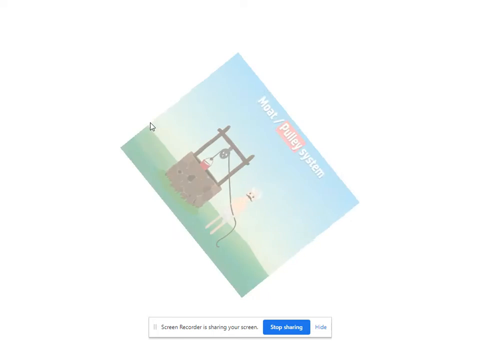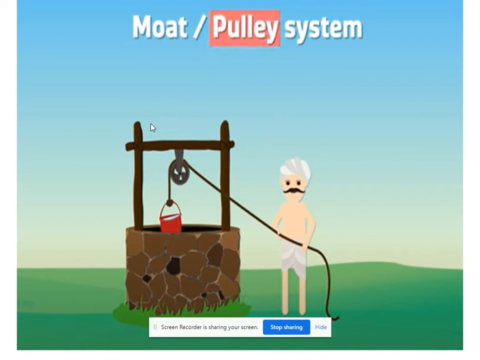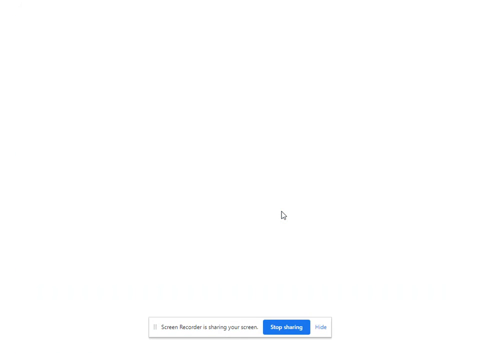And next one is moat or pulley system. As the name suggests, here a pulley was used by the farmer. With the help of the pulley, the farmer was lifting water from the water body, and he was carrying that bucket or pot of water to the field. But this was not efficient, and it was very difficult for the farmer to supply the water.